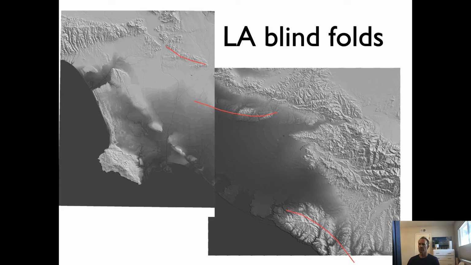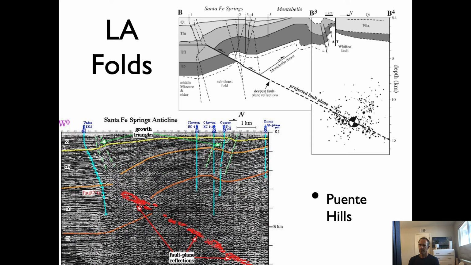So I'm going to quickly show you some cross sections across this right here, this Coyote Hills. The fault underneath is dipping to the north. So in this cross section, B is on the south and B4 is on the north. So underneath there's a fault that dips to the north. It does not break the surface.